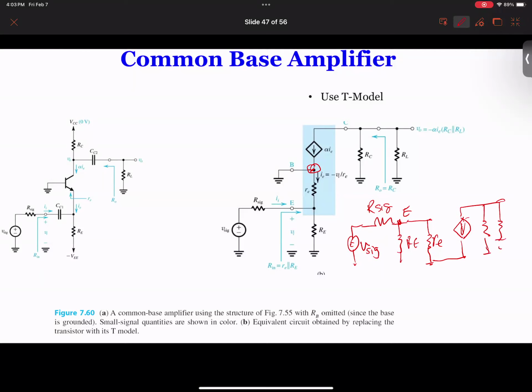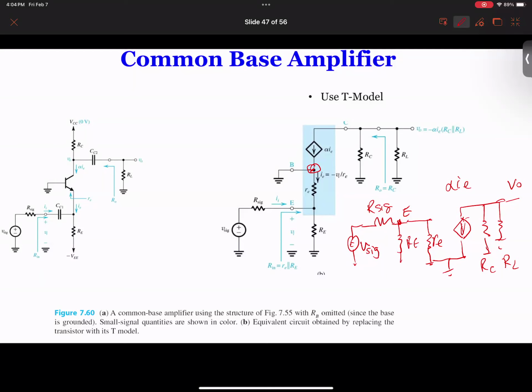This is a good way to look at the RC and RL. And this is alpha times IE. Because this is ground, all current flows to ground. So I just have the current flowing to ground. So again, this is ground. Let me mark this as ground. You see how simple this circuit becomes?